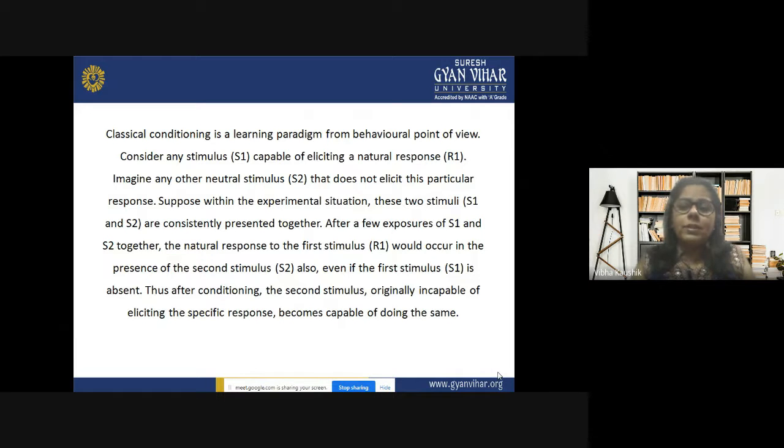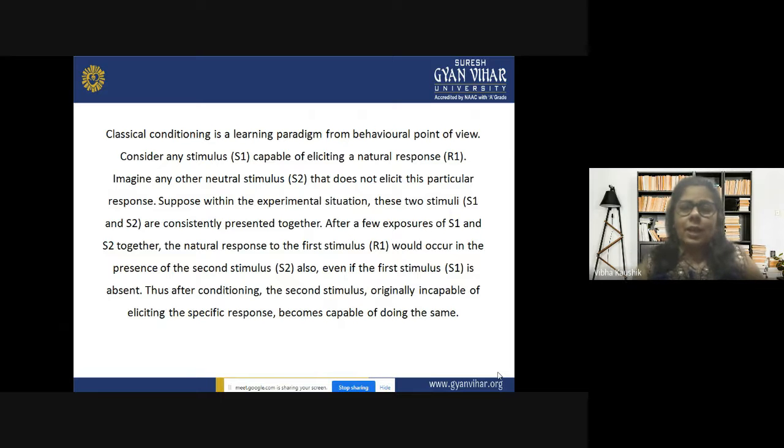After a few exposures of S1, the natural stimulus, together with S2, the natural response of the first stimulus, R1, would occur in the presence of the second stimulus S2 also. Means when we are simultaneously presenting S1 and S2 before the individual, then the individual will elicit a natural response, and that response is called R1. Even if the first stimulus S1 is absent, after conditioning, the second stimulus, originally incapable of eliciting the specific response, becomes capable of doing the same.